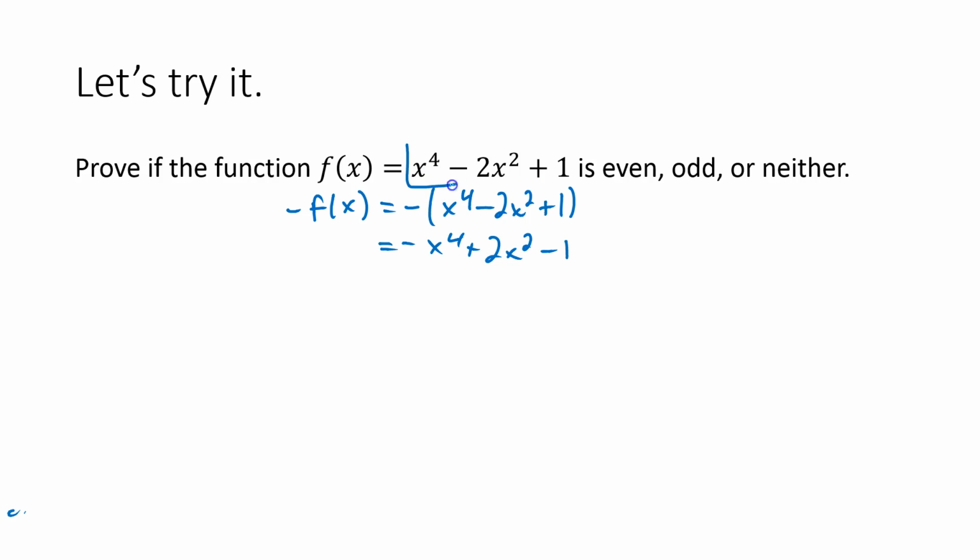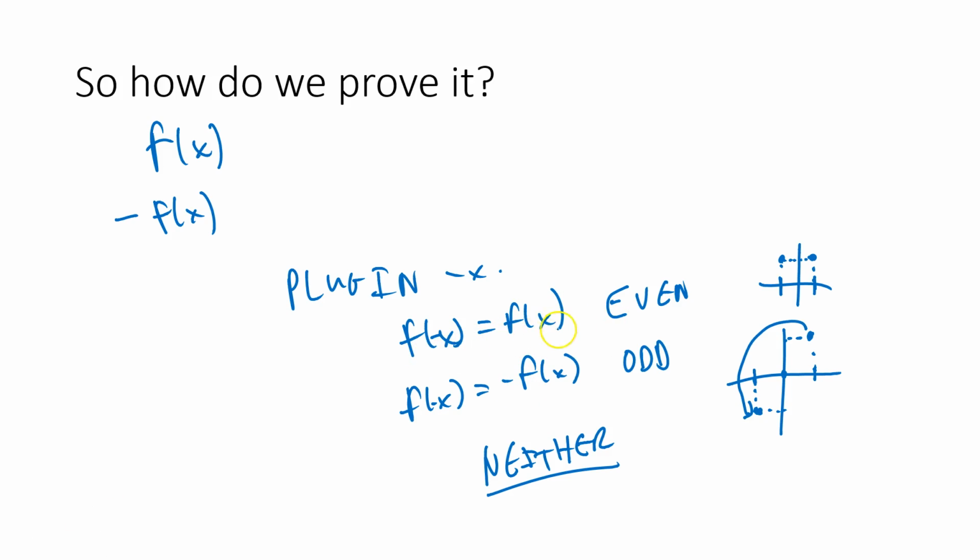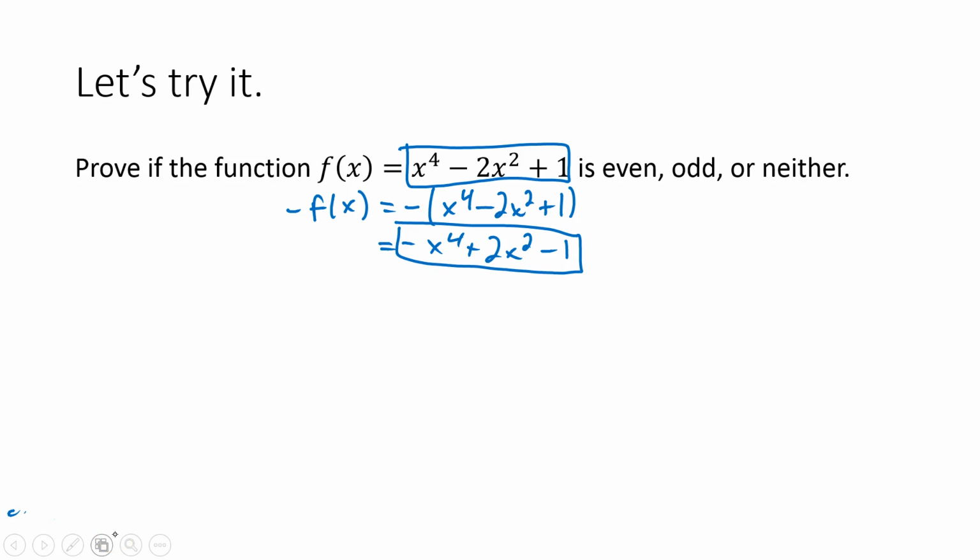So these are kind of our two goals. We're trying to get one of those. If we get one of those when we plug in negative x, that's going to prove whether it's even or odd, because that's exactly what we said in our last slide. If we get f of x, we're going to have an even function. We get negative f of x, we're going to have that odd function. So to do that, we're going to have to actually plug in negative x. So let's plug in f of negative x.